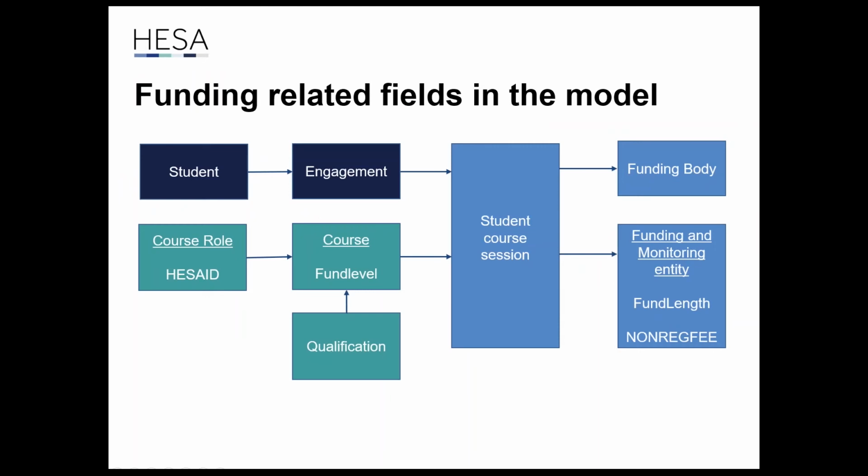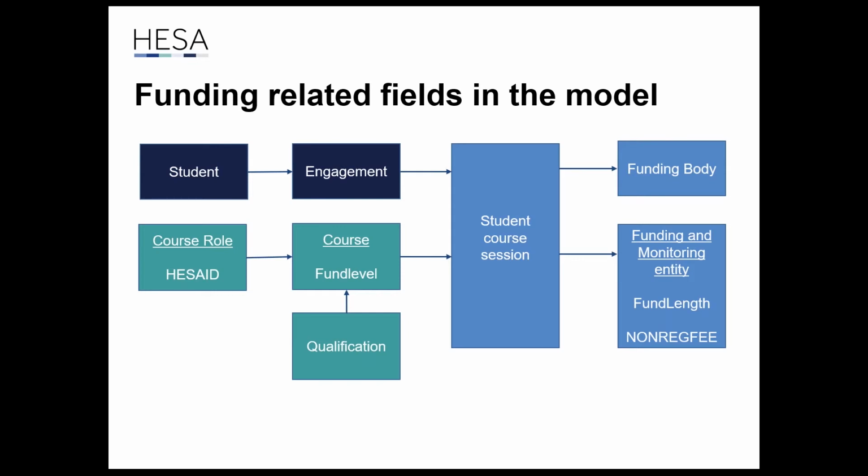So looking at the different fields we've got and where they sit across the model. We have a student engagement entity, and student core session is where a lot of this is referenced from. We have funding body sitting off student core session. We have a funding and monitoring entity sitting off student core session as well. And then we've got a couple of things sitting off course and course role.